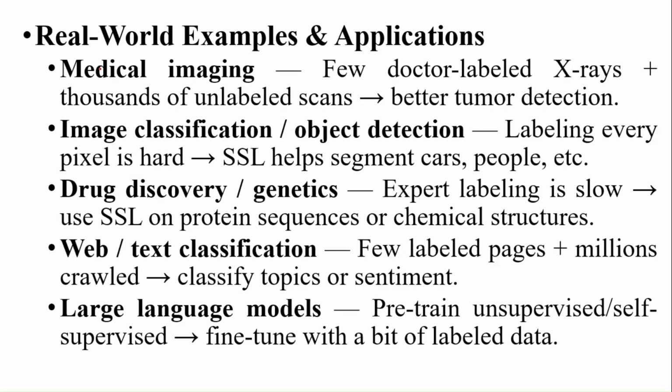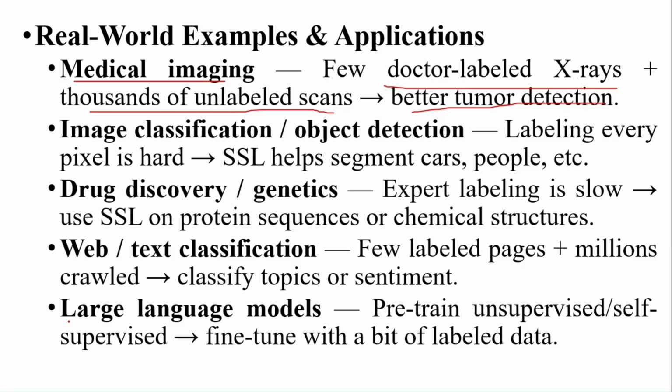So we have real-world examples and applications. We'll start with medical imaging: a few doctors label the X-ray images, plus thousands of unlabeled scans, giving better tumor detection. Image classification and object detection: labeling every pixel is hard, so semi-supervised learning helps segment cars, people, etc. Drug discovery and genetics: expert labeling is slow, so use semi-supervised learning on protein sequences or chemical structures. Web text classification: a few labeled pages plus millions of crawled pages, for topic classification or segmentation.